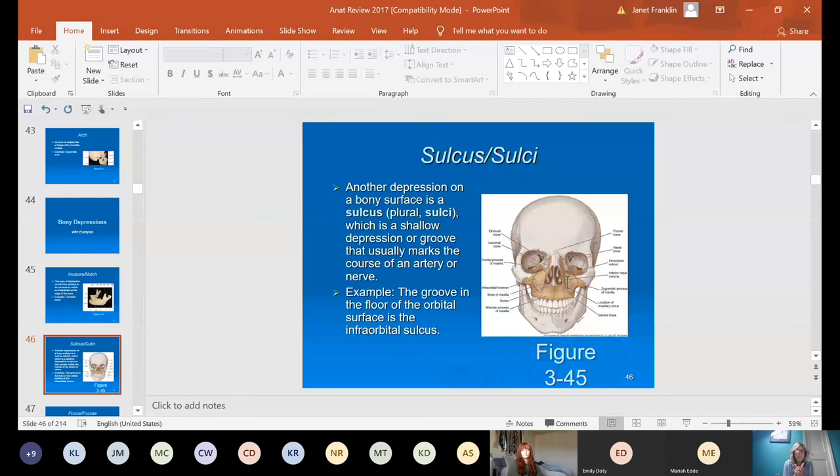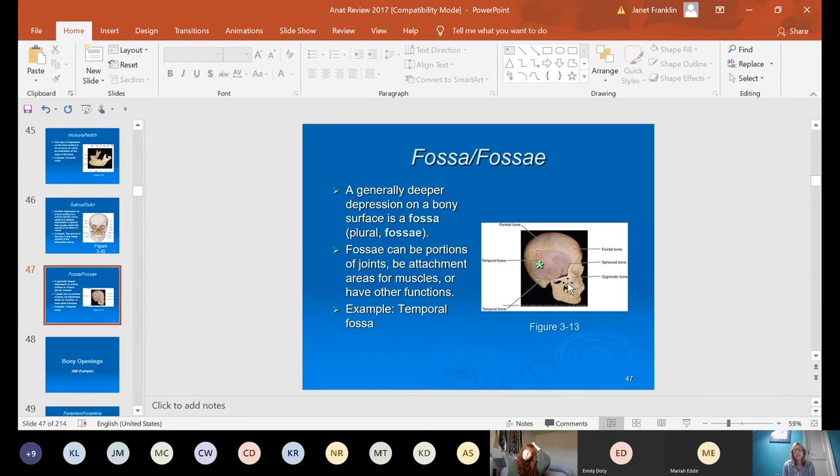The other place we talked about sulcuses in this class is on the tops, or occlusal surfaces, of teeth. So the central groove sits inside the sulcus. There's a depression as it slopes downward, and then the groove is in the middle. That area is called the sulcus, as it's angling from the occlusal surface down like that. That's your sulcus, and then your groove runs down the center, kind of like a riverbank. The riverbank slowly comes down like this, and then you've actually got the river that runs in the center, but the bank sort of slopes down first. Fossa: a generally deeper depression on a bony surface is a fossa.